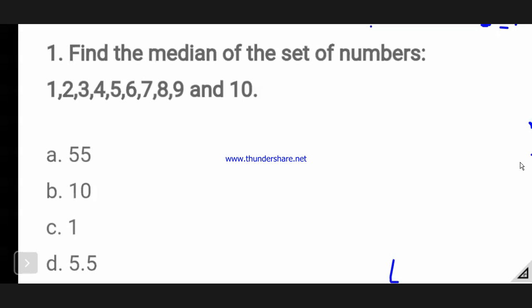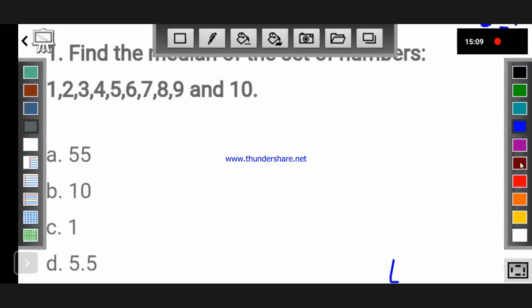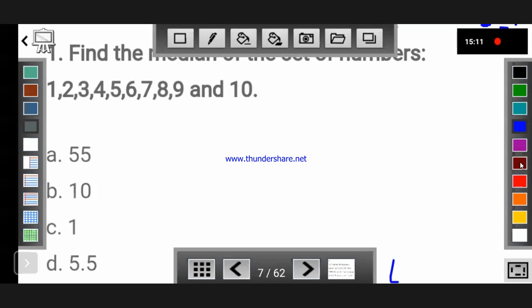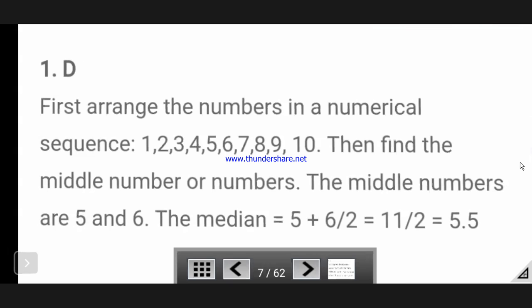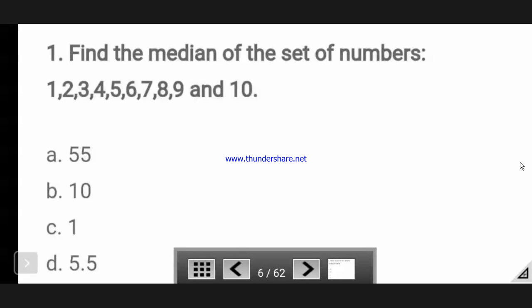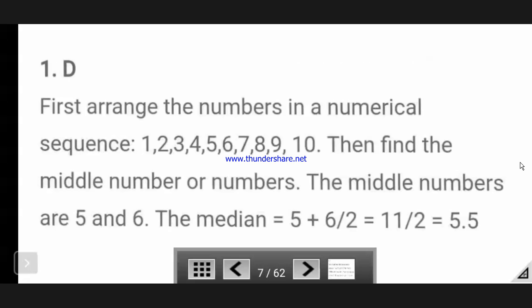5.5, ma'am. Your answer is right. There are two values in the middle. First we are arranging in ascending order. After that, we are splitting it. We are getting two values in the middle. We are adding and dividing by 2. We are getting 5.5 as the answer.